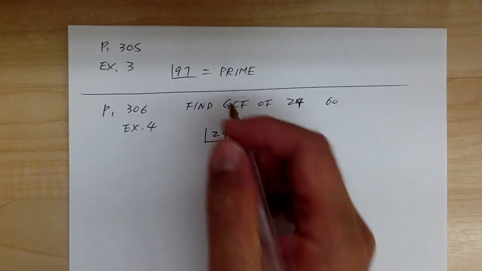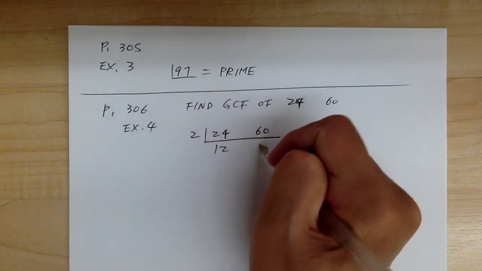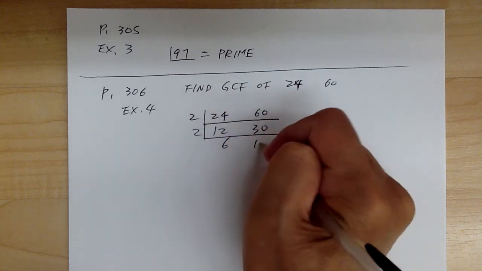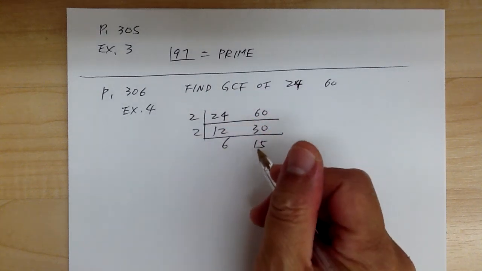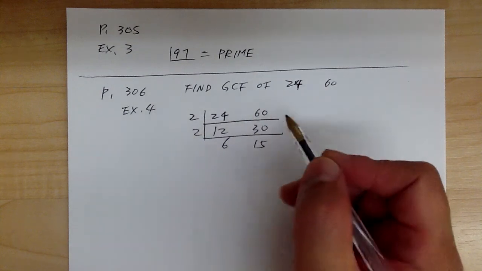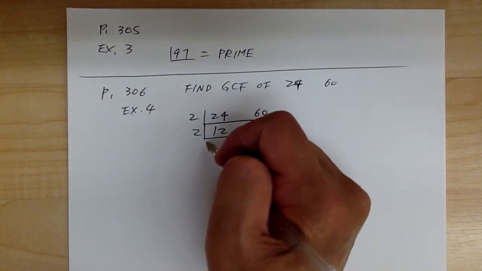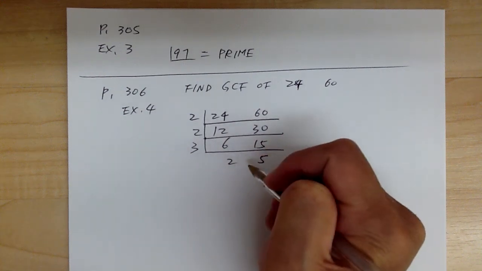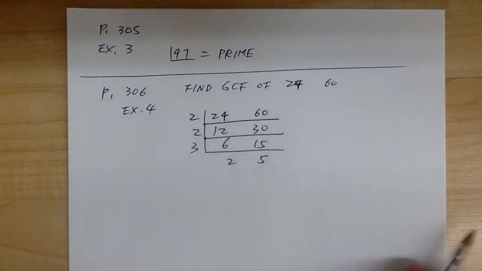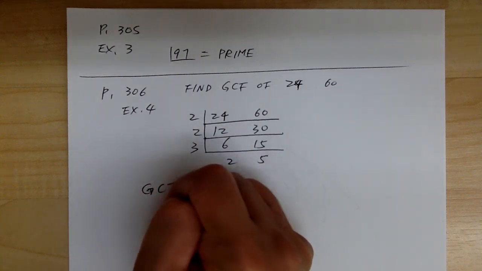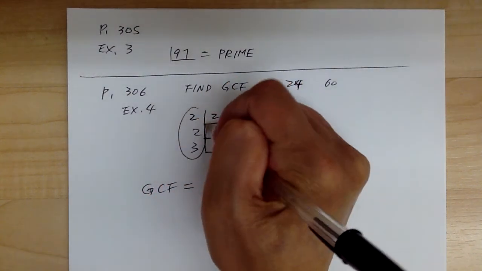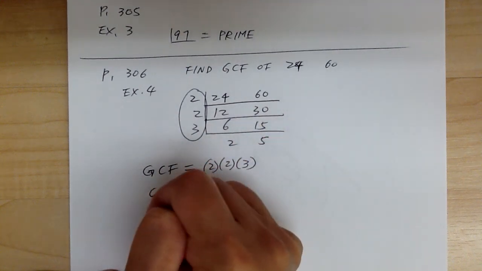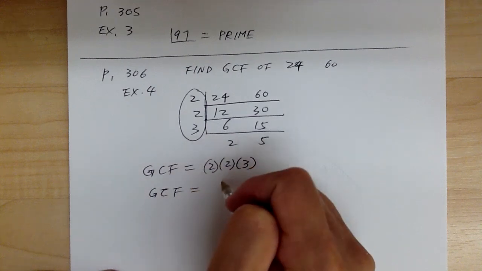Both of these are even, so you can divide by 2. It would be 12 and 30. You can divide by 2 again, so you get 6 and 15. Can you divide by 2? No, so 2 is done. Now you go to the next prime number, 3. Divide by 3, so it would be a 2 and a 5. And that's it. The GCF would be the numbers on the side over here. So the GCF would be equal to 2 times 2 times 3, which equals 12.